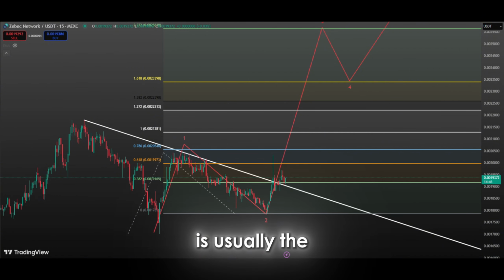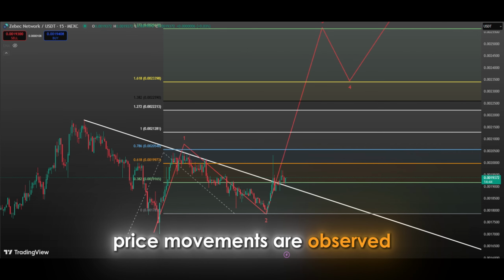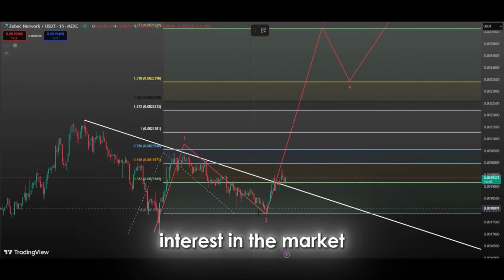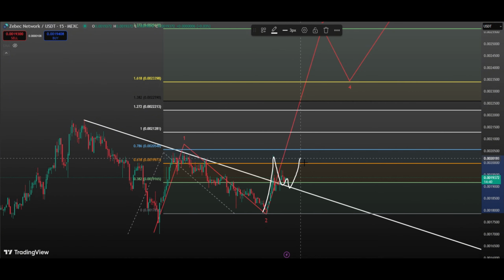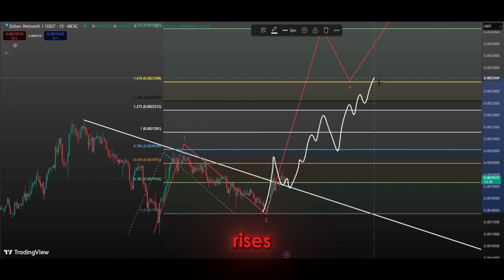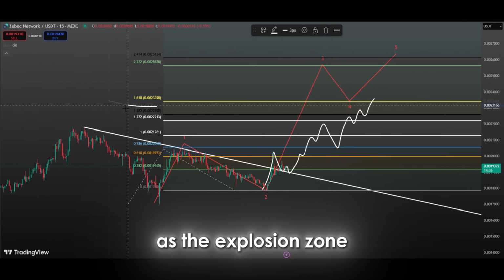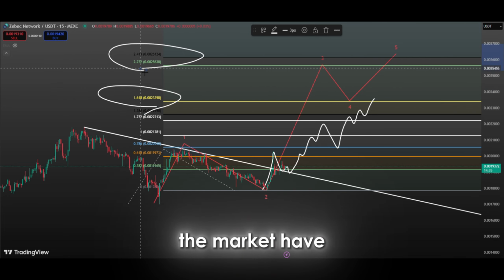The third wave is usually the part of the Elliott theory where the strongest and most aggressive price movements are observed. This wave often coincides with a period of heightened investor and trader interest in the market, positive news flow, and clear buy signals from technical indicators. For this reason, third waves are often characterized by sharp and sudden rises. Many professional analysts and traders even refer to the third wave as the explosion zone. This is because the first wave is usually a rally that few in the market have noticed yet.